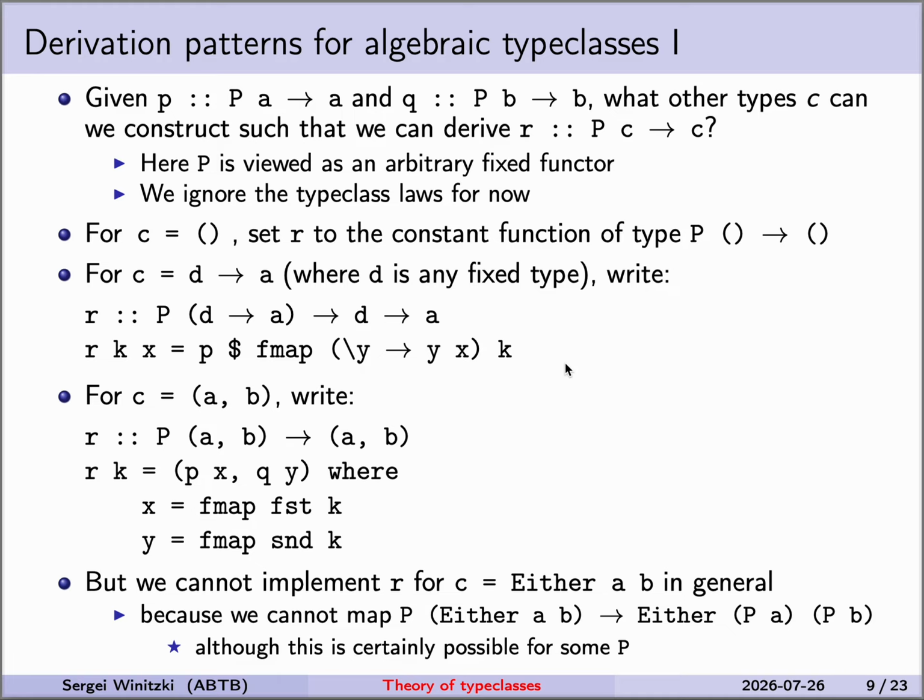And we will see later that for co-algebraic type classes, it's the opposite. The either is a general type class derivation pattern, but the product is not working in the same way. Actually, it's a different pattern that the co-algebraic types have.